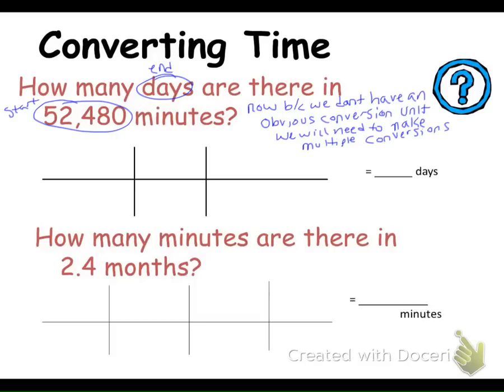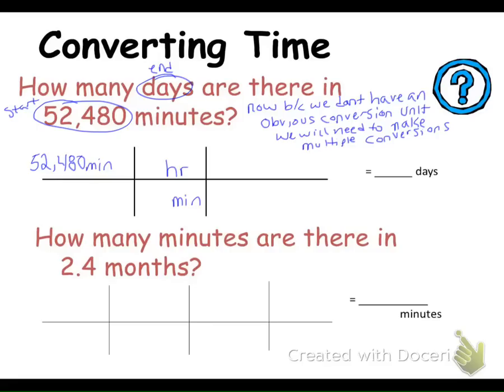So in this example here, I'm going to start always with my 52,480 minutes, and if you notice, I make sure that my minutes cross out here, minutes to minutes. I'm going to ask myself, can I go from minutes to days? I really don't, in my mind, have that conversion unit, so I'm going to make it easier on myself and use a conversion unit that I do know.